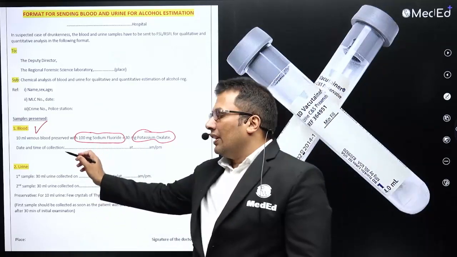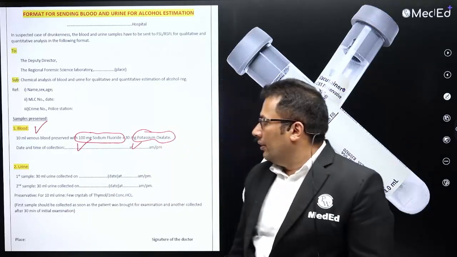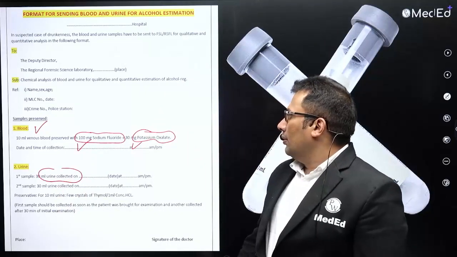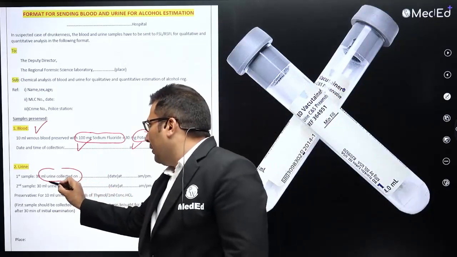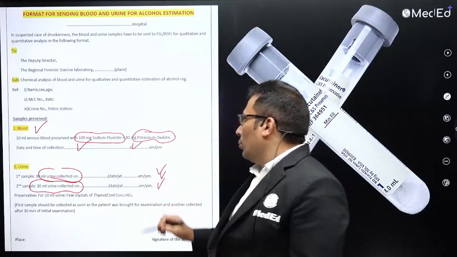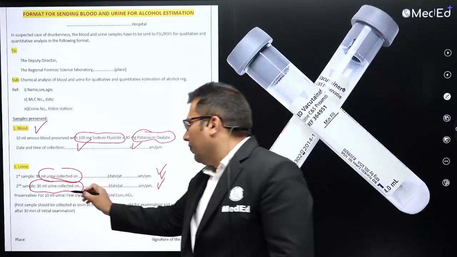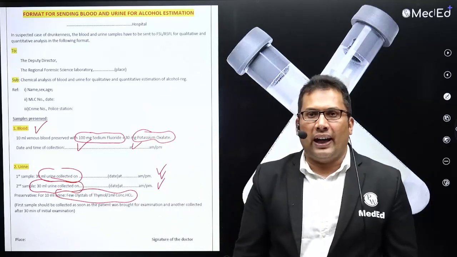Date and time of collection, that you need to mention. Second, urine. 30 ml of urine. That is the first sample. Then second sample. So 2 samples you need to take. Then preservative is thymol or 1 ml of concentrated hydrochloric acid.